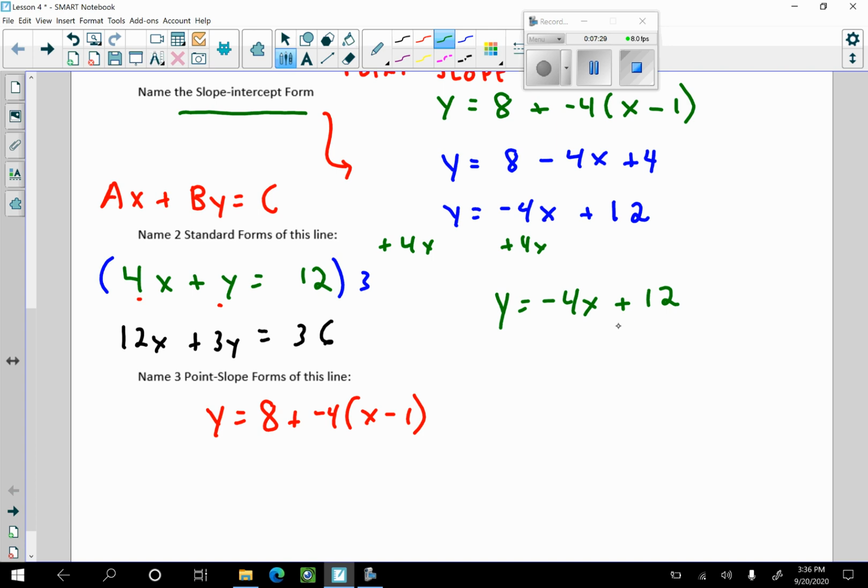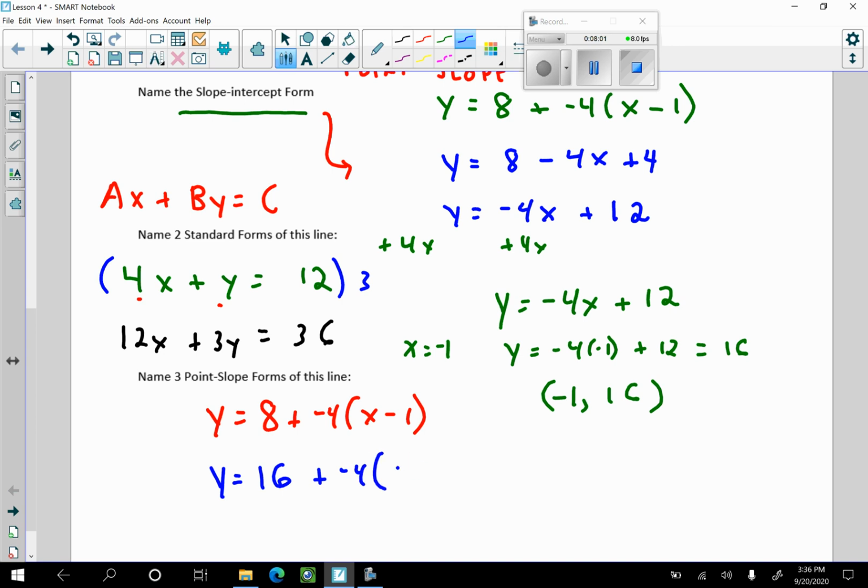So if I let x equal -1, my y is going to be -4 times -1 plus 12. -4 times -1 is 4, plus 12 is 16. So another point is going to be -1 comma 16. I can use that in my point slope form, and my second point slope form then is going to be y is equal to 16 plus -4 times x minus -1, which is x plus 1. So these represent the same line.